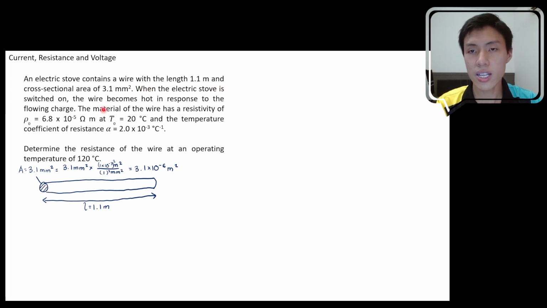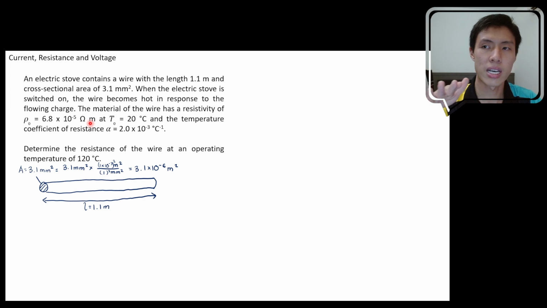When the electric stove is switched on, you are probably directing current through this wire over here, then the wire becomes hot in response to a flowing charge. So now there's charge flowing inside this wire, and as time goes on, the wire will slowly become hotter and hotter. That's just how an electric stove works actually. We're not talking about induction stove, we're talking about those direct contact kind of electric stove, directly heating up the metal.